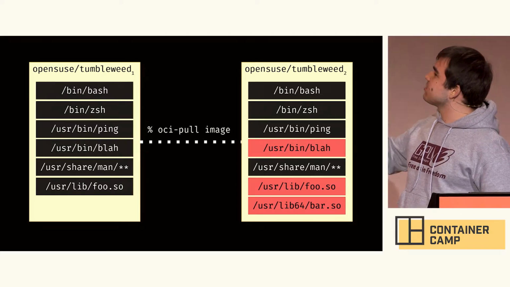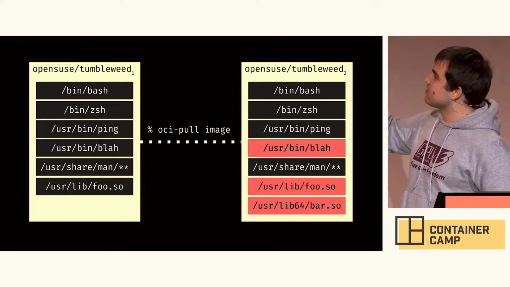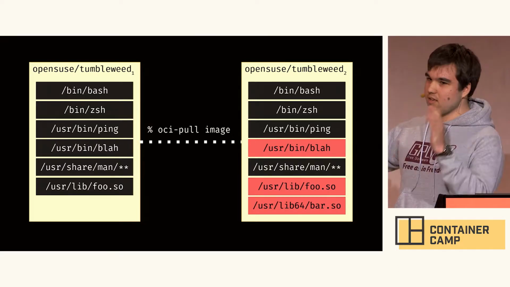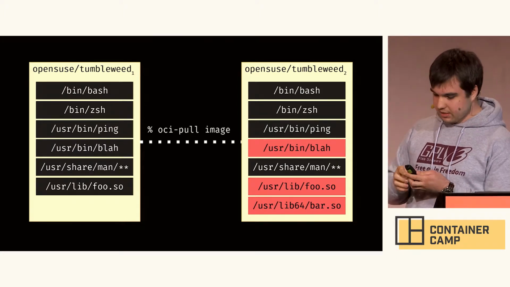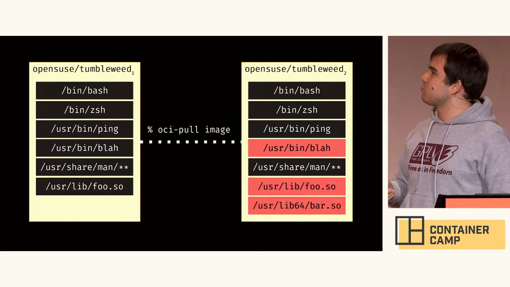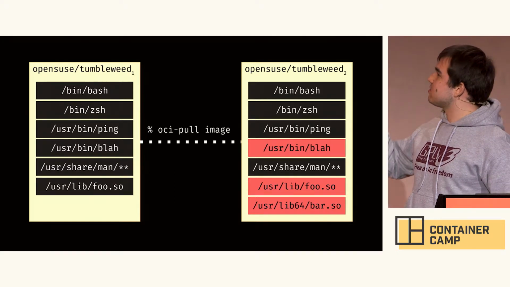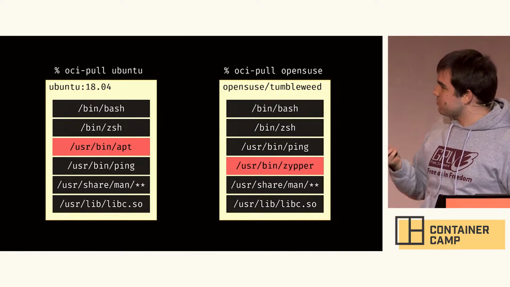Now, LXD actually has an interesting idea of doing this, which is that they don't use layers. They have a squashfs image, which they then have binary diffs of, which is a similar idea to how package managers deal with deltas. But still, this is a problem we need to solve.